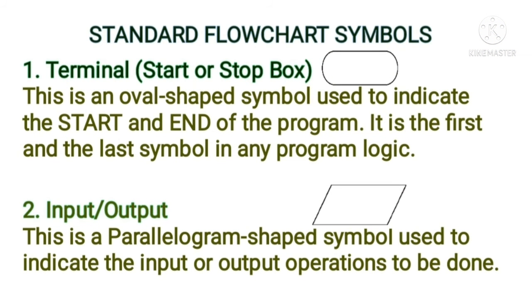Let's see the different standard flowchart symbols. The first one is the start or the stop box. This is an oval-shaped symbol used to indicate the start and end of the program. It is the first and the last symbol in any program logic. Second one, input-output. This is a parallelogram-shaped symbol used to indicate the input or output operations to be done.